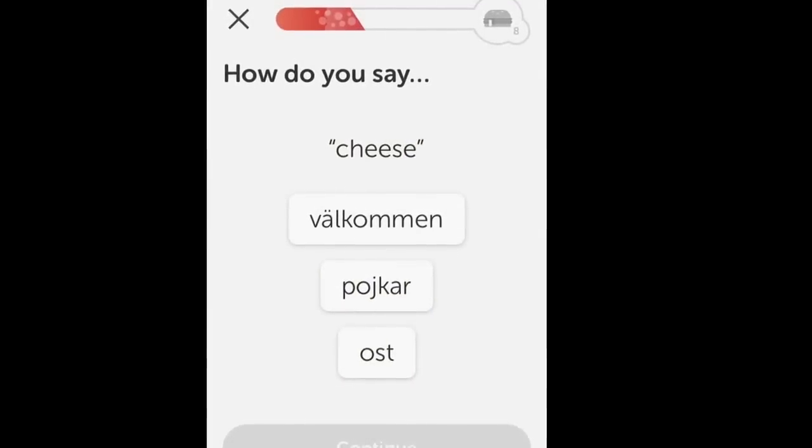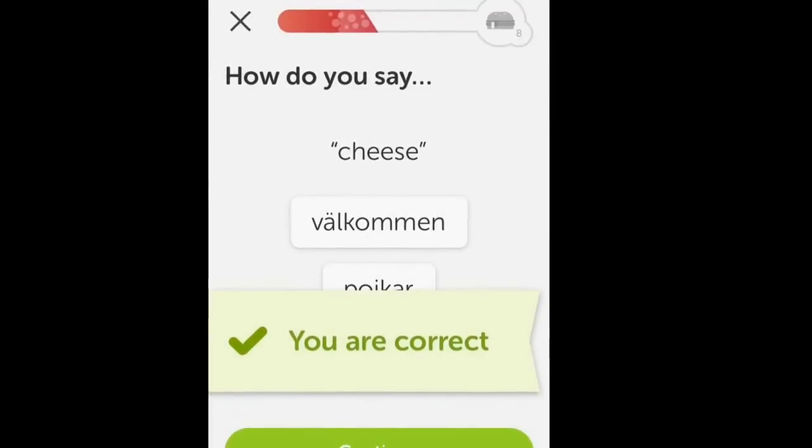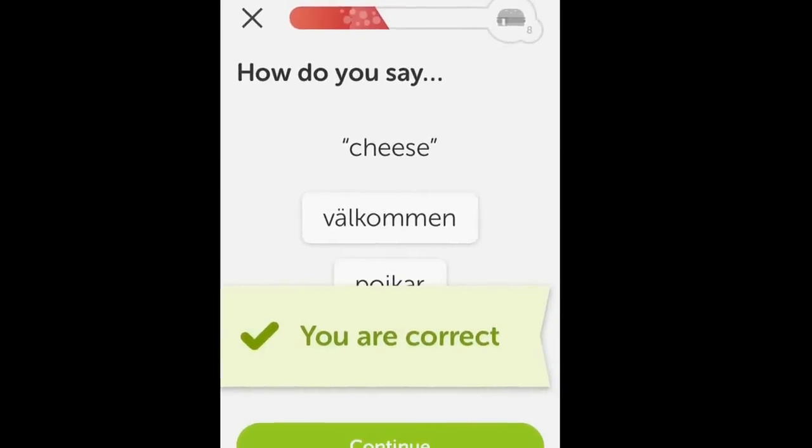How do you say cheese? Ost. See how they do that? All that repetition. No picture this time. See, I remember that from the picture. I actually didn't even know how to say cheese in Swedish before this review. I just learned it.